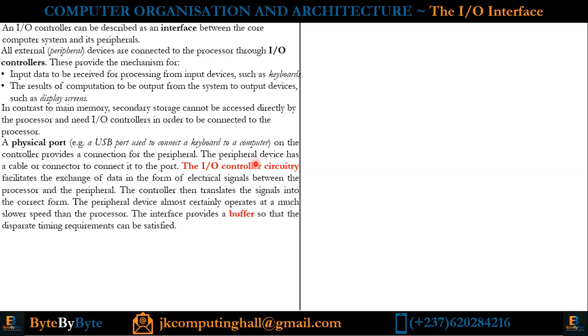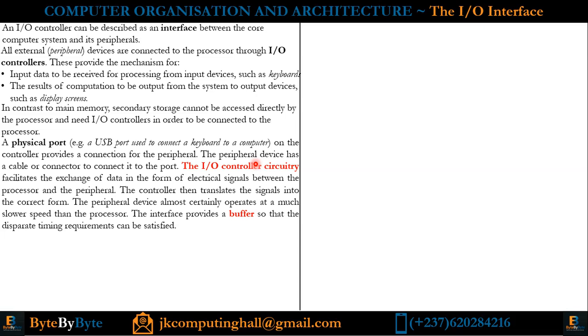The input-output controller circuitry facilitates the exchange of data in the form of electrical signals between the processor and the peripheral. So when you are connecting your phone to your computer through a USB cable, it is the input-output controller circuitry that facilitates the exchange of data, and that is done in the form of electric signals. The controller then translates the signal into the correct form. When we talk of the correct form, we're talking about the form that the processor will be able to understand.